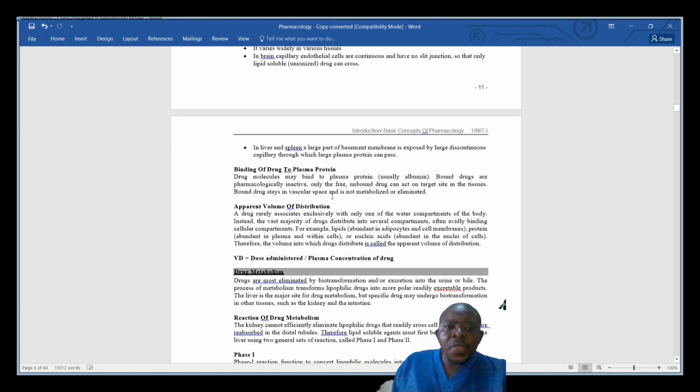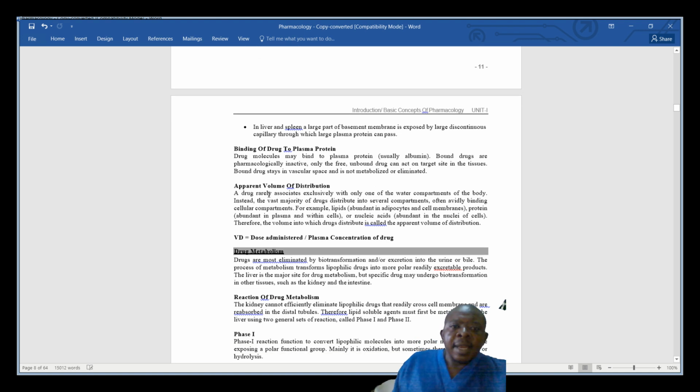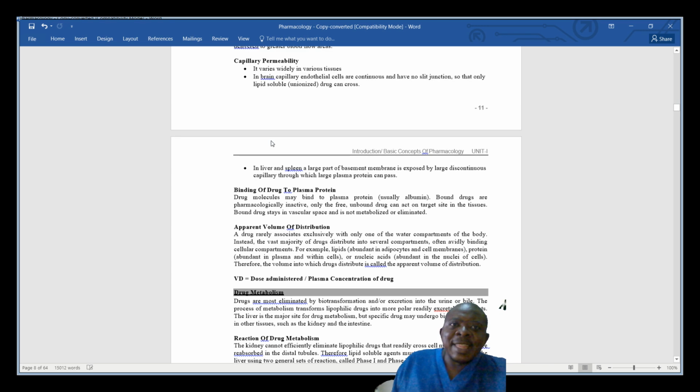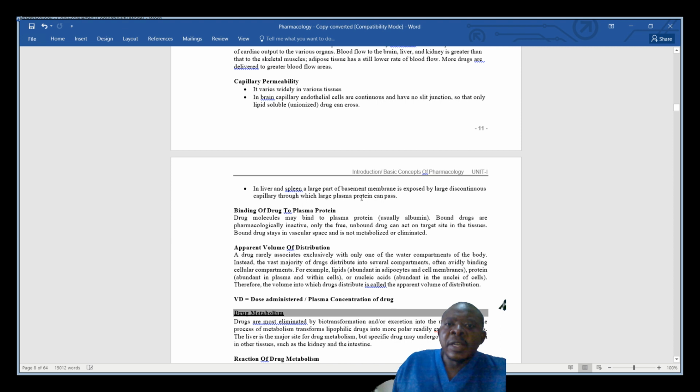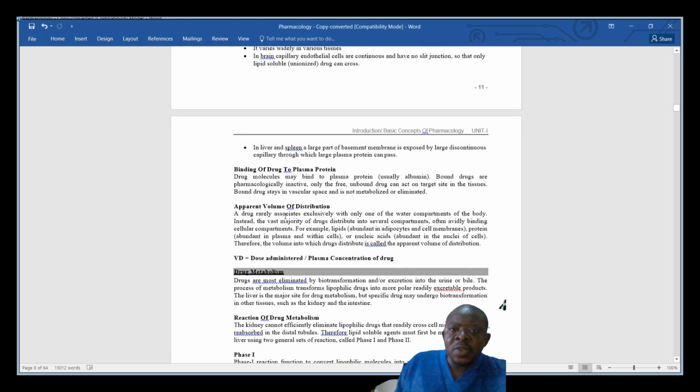Okay, so with that appreciated, let us now look at the binding of the drug to plasma proteins. In the capillary permeability, we have said that in the liver and spleen, a large part of the basement membrane is exposed by large discontinuous capillaries through which large plasma proteins can pass. So it is important that at this point we understand the binding of drugs to plasma proteins.